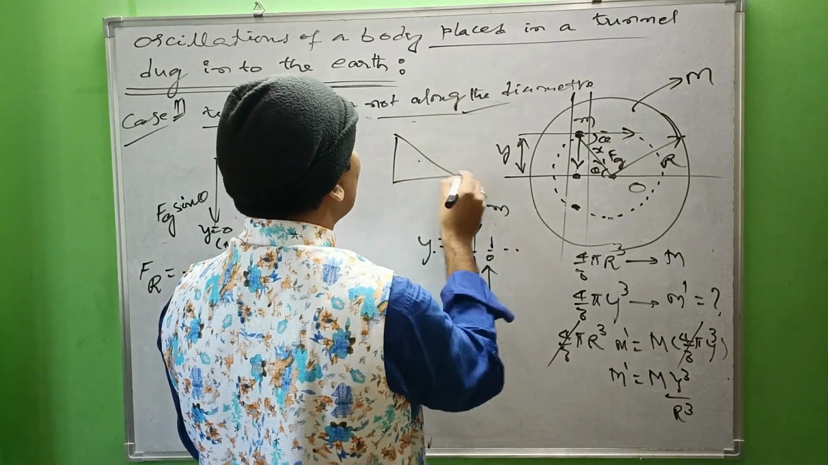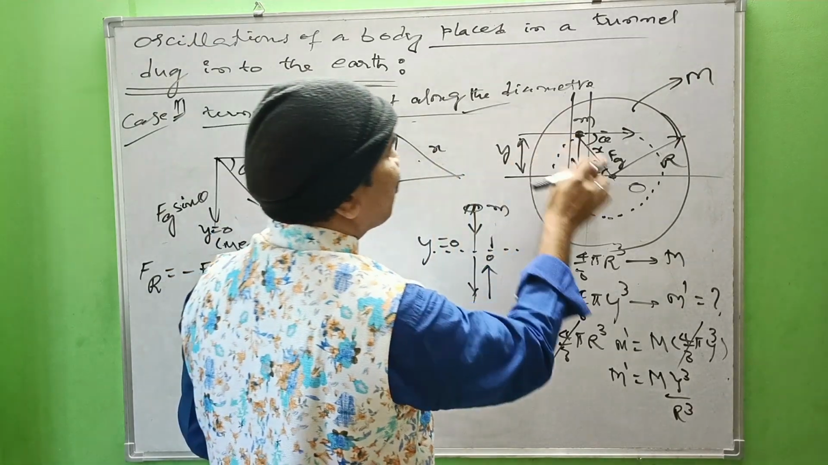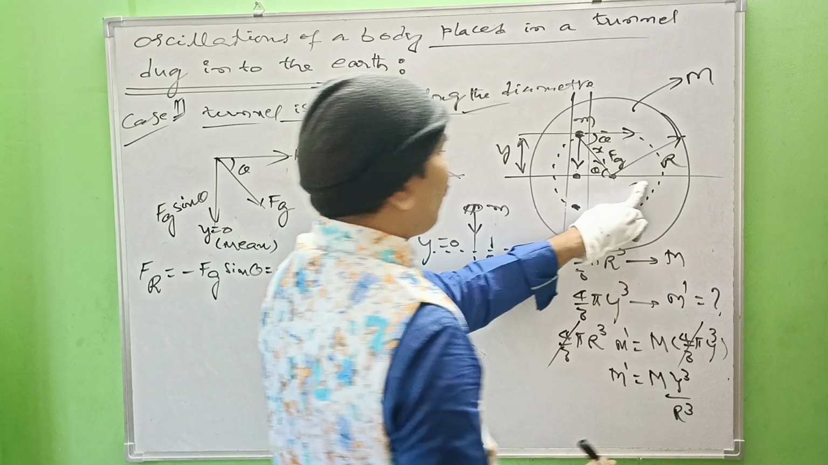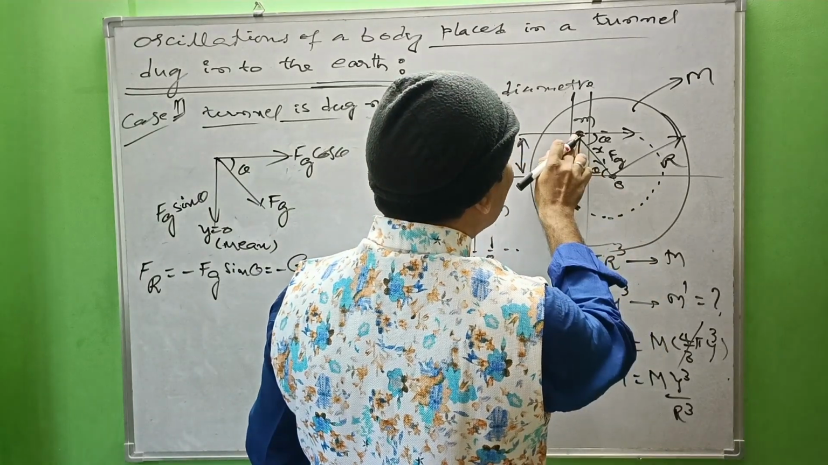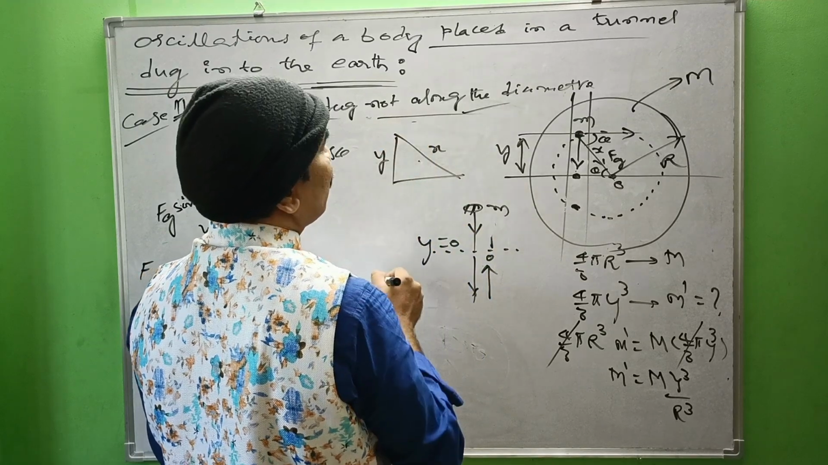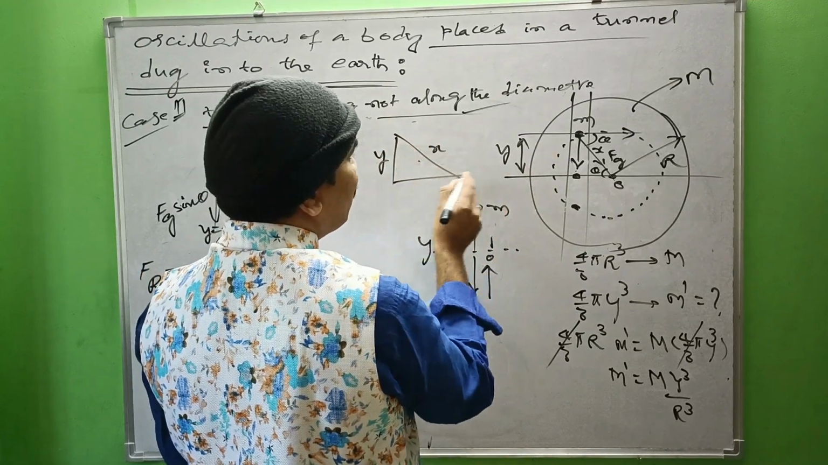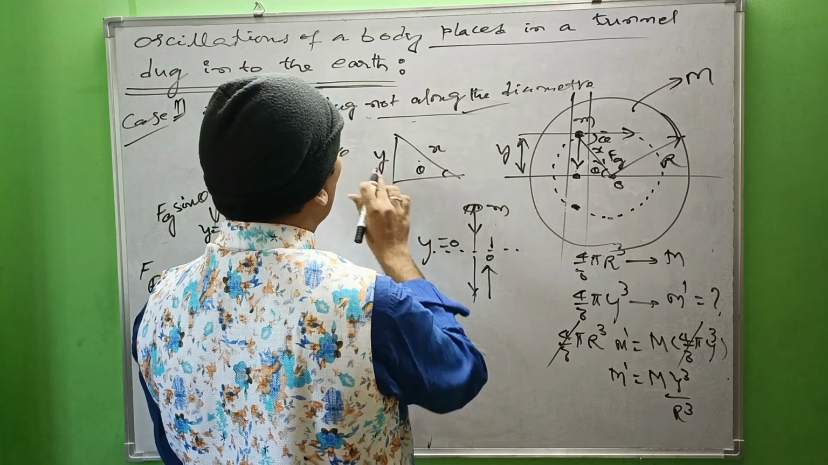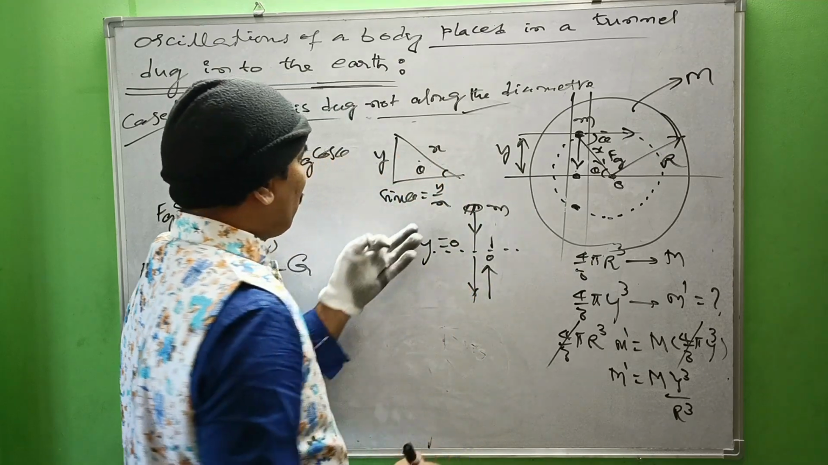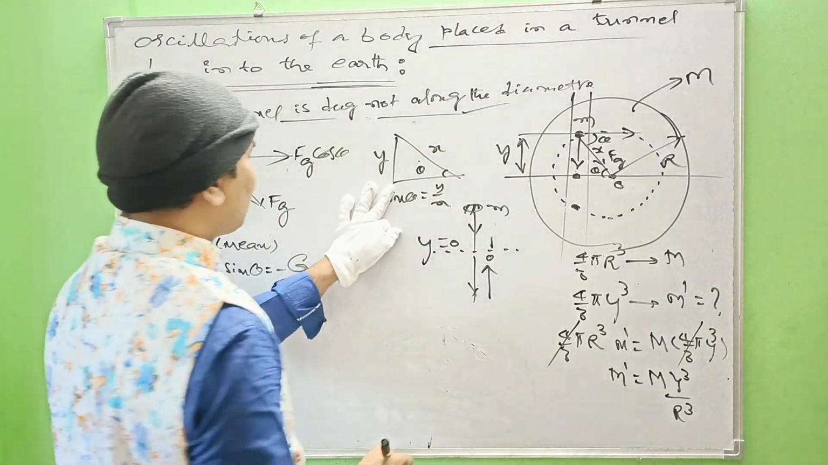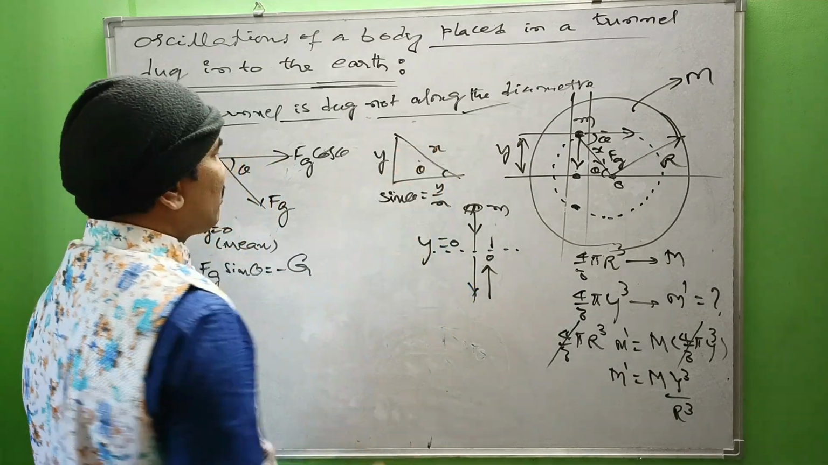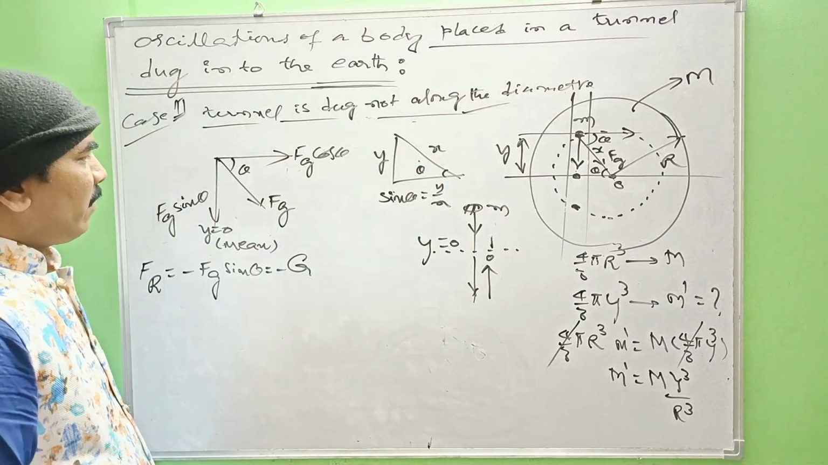This is the radius x, from the position of the body towards the center of the Earth. What is the center of the Earth? O. The distance between these two points is x. This side is y, and this angle is theta. So sin theta equals y by x, so y equals x sin theta. Right?